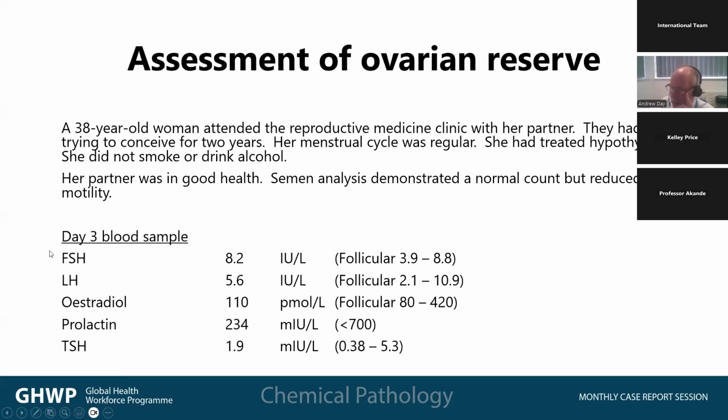She had a day 3 blood sample, which was unremarkable. There's no evidence that she's got ovarian failure. FSH was normal, estradiol unremarkable. This probably wasn't as necessary. With a menstrual cycle that was regular, we wouldn't necessarily recommend doing a prolactin or a TSH because they're unlikely to be causative.